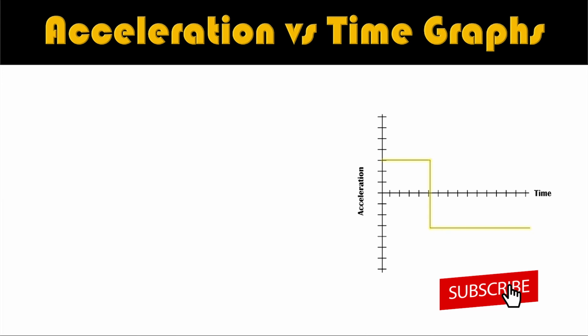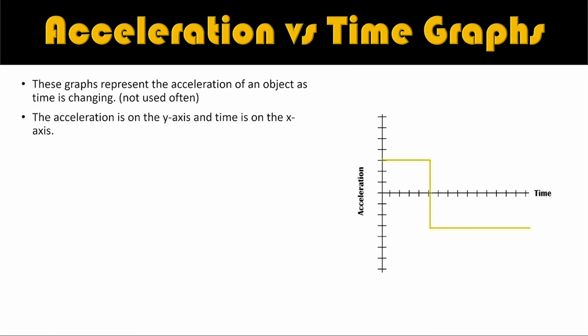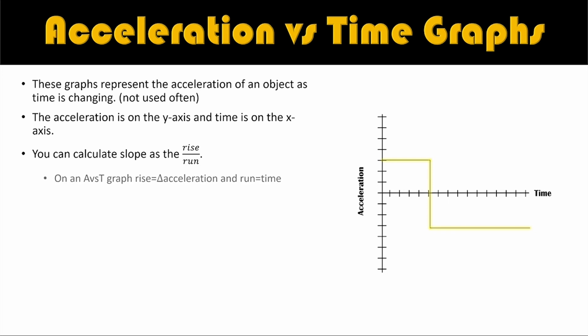Now the last type of graph we're going to talk about is the acceleration versus time graphs. And these graphs are really not as useful as the other ones, but they are there and we need to know them. They're not going to be used very often, but you notice that the acceleration is on the y-axis and the time is on the x-axis. And once again, you can find the slope using the rise over the run. So we have a change in acceleration as the rise. We have time as the run once again. So you have rise over run equals change in acceleration over time.